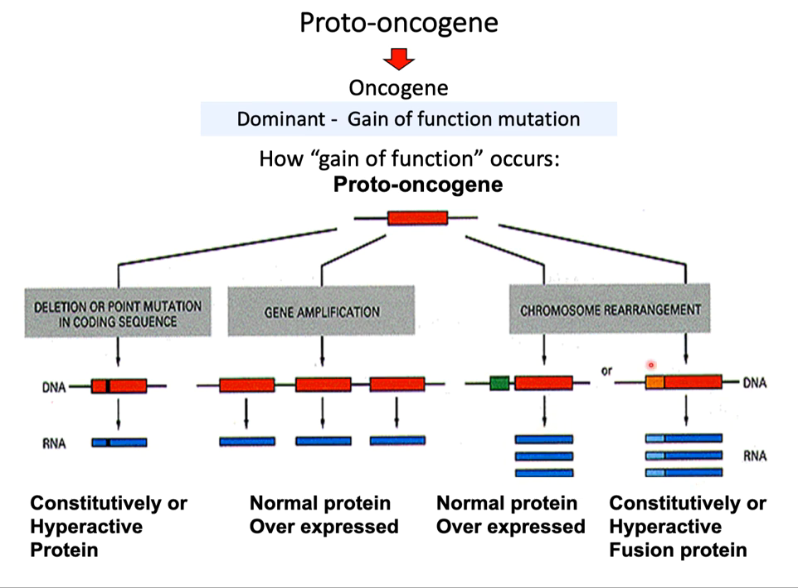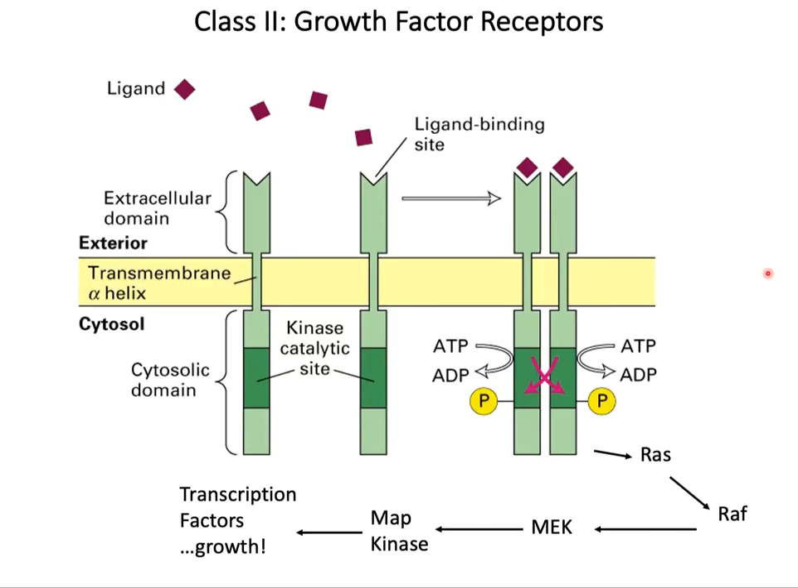Another possibility is that you can get a part of the proto-oncogene, or all of that proto-oncogene, attached to another gene, and so you can end up with this strange new fusion gene. And when it's transcribed and translated, you end up with a brand new protein, a fusion protein that might be constitutively active or hyperactive. So let's look at a couple of examples of these proto-oncogenes.